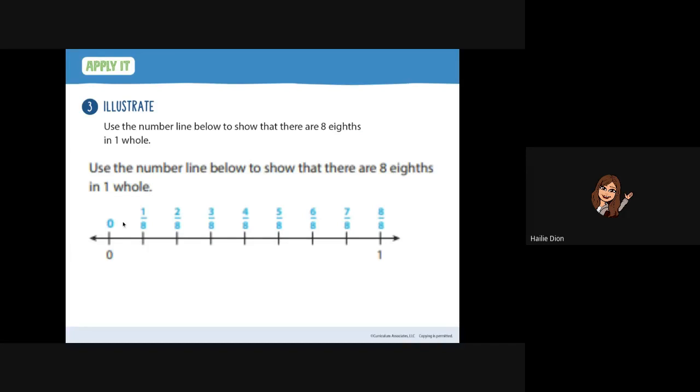So it would go 0, obviously, then 1/8, 2/8, 3/8, 4/8, 5/8, 6/8, 7/8, and 8/8. And that shows that from here to here, there's 8 equal pieces, or 8/8, 1 whole, however you want to look at it.